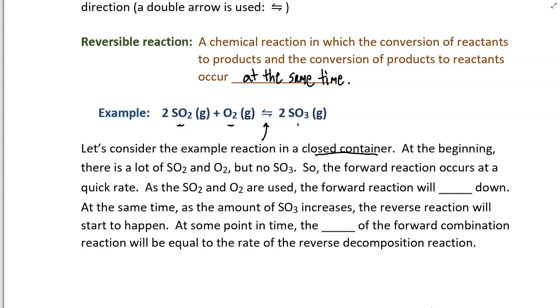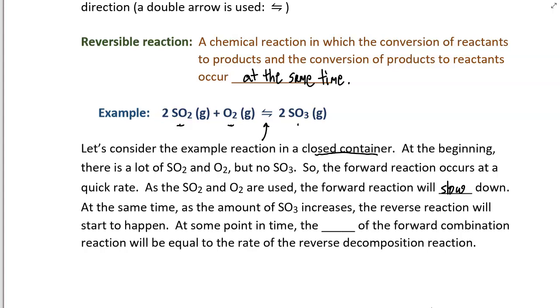So the forward reaction occurs at a quick rate. But as the SO2 and O2 are used, the forward reaction will slow down. In a previous lesson, we learned that one of the factors that affects the rate of a reaction is the concentration of the reactants. So as reactants are used up and there is less of them, the rate of the reaction will slow down. At the same time, the amount of SO3 is increasing as it's being produced, and so the reverse reaction will start to happen.